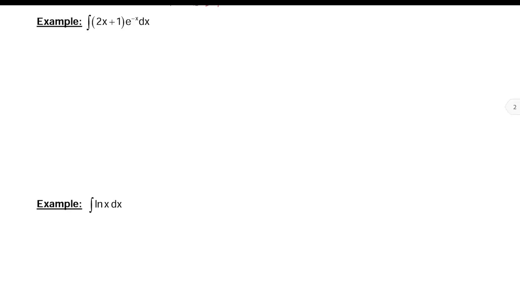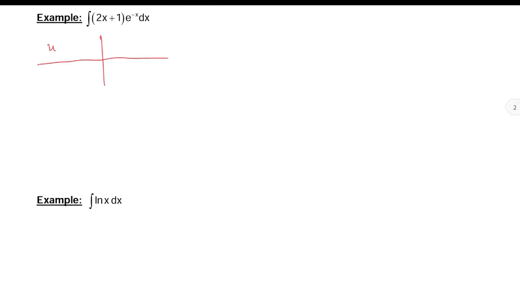For my setup, make my table, I'm going to let u equal 2x plus 1. That means dv is going to be e to the negative x dx. All you have to do is take the derivative of u on the left, so du equals 2 dx. And then on the right, the antiderivative of e to the negative x is negative e to the negative x. And now I can use my formula. Remember, the integral of u dv is u times v minus the integral of v du.